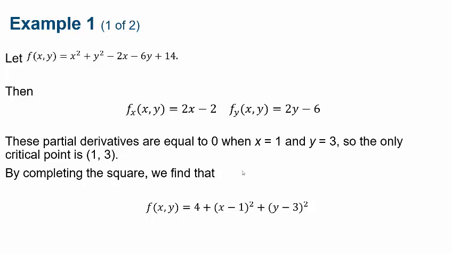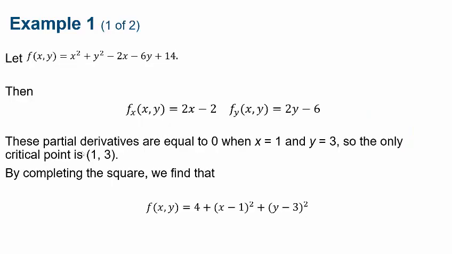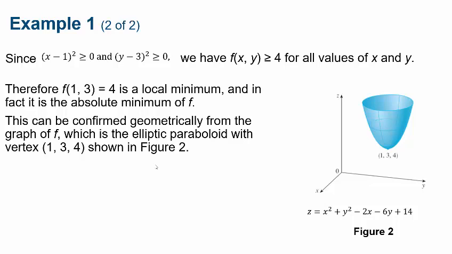All right, so you can actually complete the square on this and you can see this right here. So you can see the shape here and it makes sense. Since x minus 1 squared is always greater than or equal to 0 and y minus 3 squared is always greater than or equal to 0, we have this function f of x comma y is always greater than or equal to 4 for values of x and y. So therefore, that point we found, 1 comma 3, has to be a local minimum. And in fact, looking at the graph, it's the absolute minimum of f.